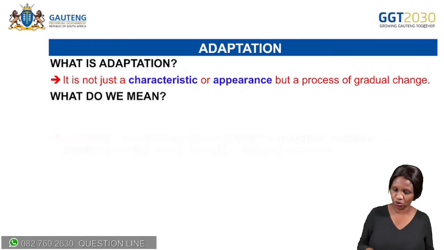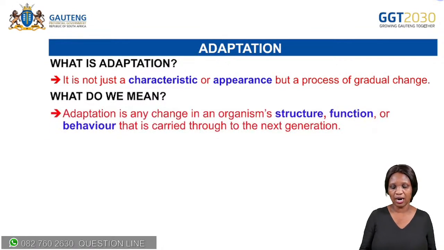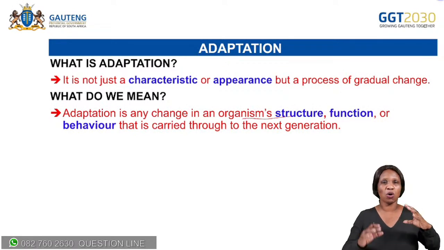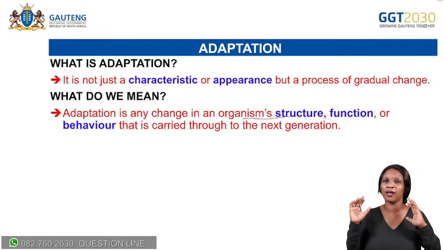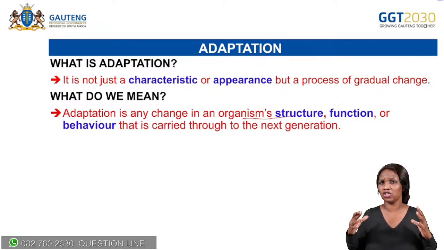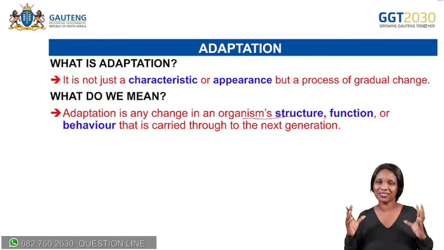And then what do we mean by defining adaptation like that? Adaptation is any change in an organism's structure. Now we are talking about the structure. For example, a camel. You see the structure of a camel. It has long legs. Why? It has got muscles. Why?